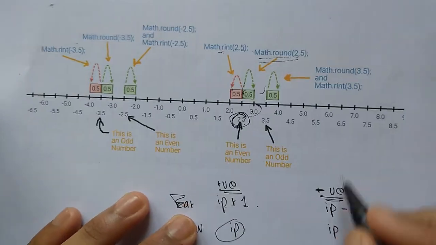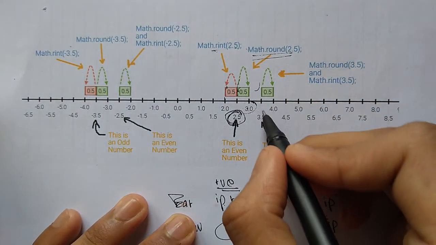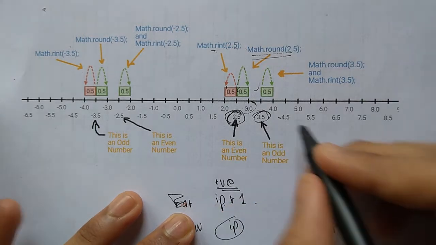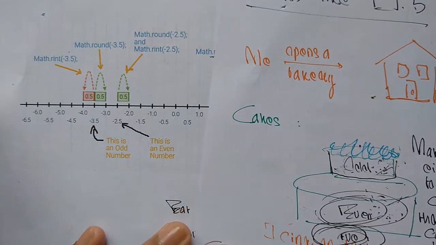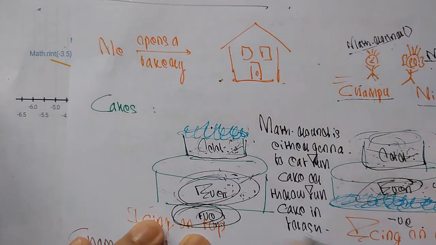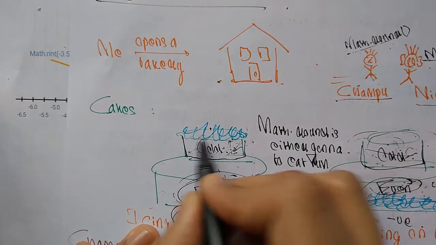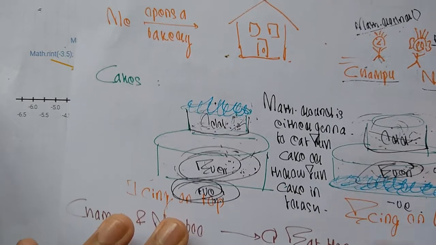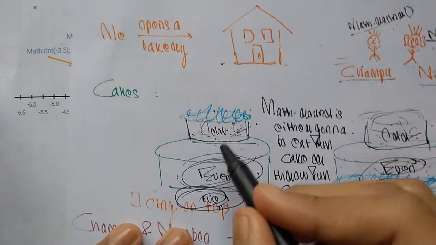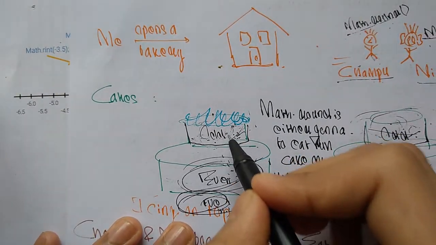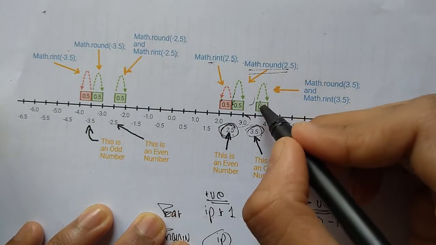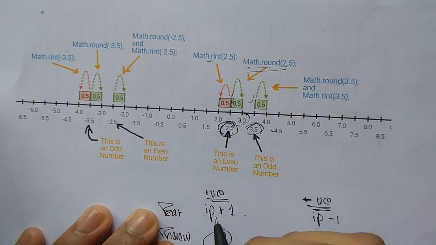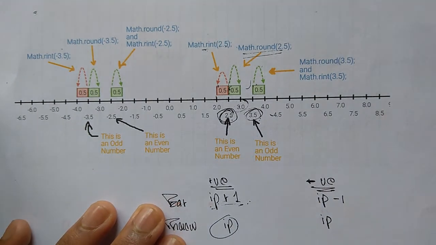Now we take another example, 3.5. Now this is an odd positive number, correct? In this case, Math.round eats this part, because Math.round is eating the whole cake anyway, so we don't really need to mention it. So Math.round is eating this part. What is Math.round doing? He is giving integral part plus 1.